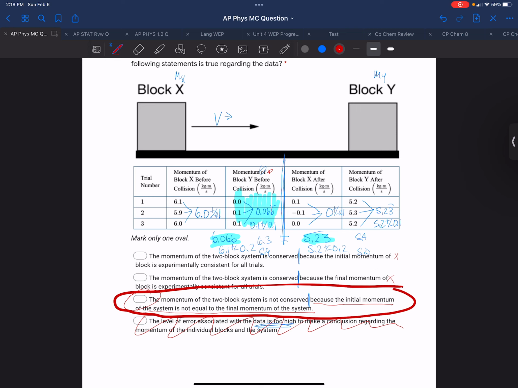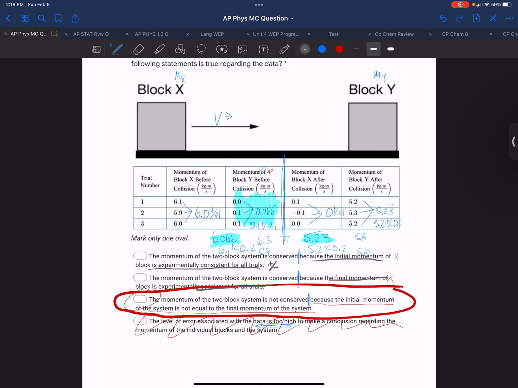And if we want to look at the second, let's go back and look at the second clause of each of the incorrect answers above, because the initial momentum of the block is experimentally consistent for all trials. Well, all that does is tell us about the size of the plus or minus. That's not a reason unto itself. And the final momentum is consistent. Now, because the data is consistent, doesn't mean anything about whether the momentum is conserved.